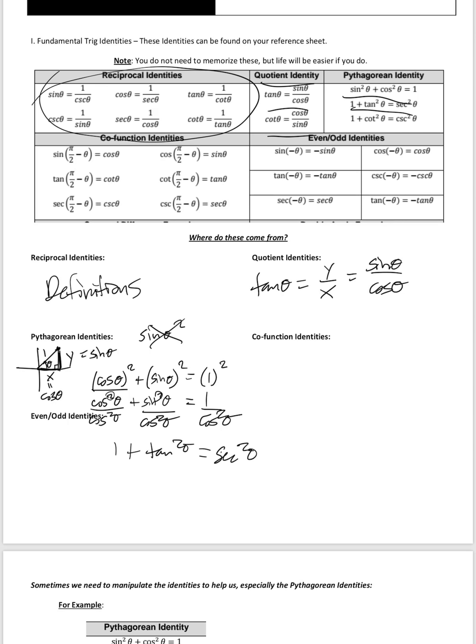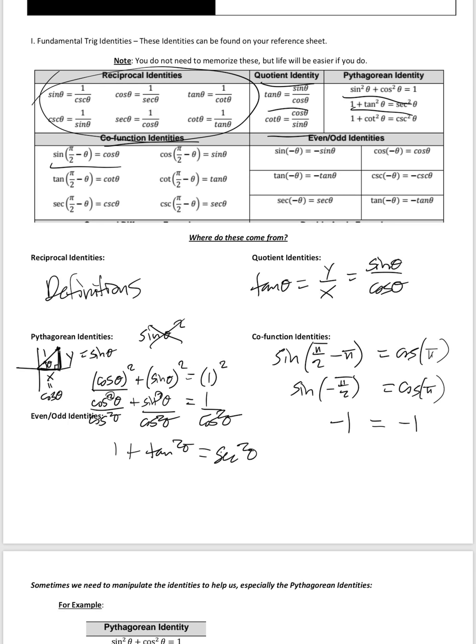Okay? The cofunction identities right here really just come from where the angles are on the unit circle and how these angles end up relating to one another. We could go through an example for the first one at least. So if I say theta is pi, then the cofunction identities would tell me that this statement is true. Sine of pi over 2 minus pi equals the cosine of pi. So this would be the sine of negative pi over 2 equals the cosine of pi. And sine of negative pi over 2 is negative 1. Cosine of pi is negative 1. So that's true.